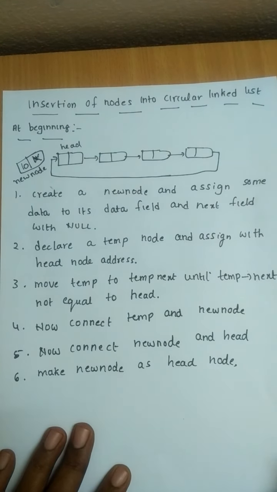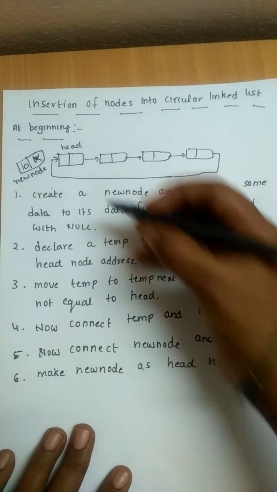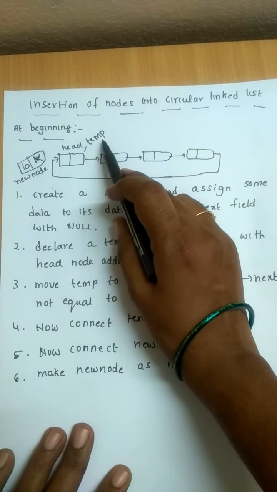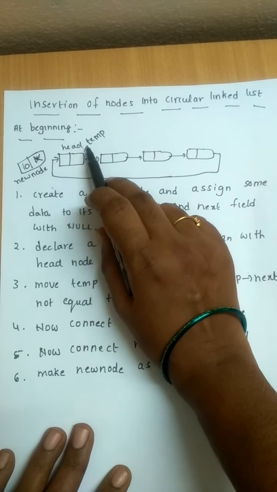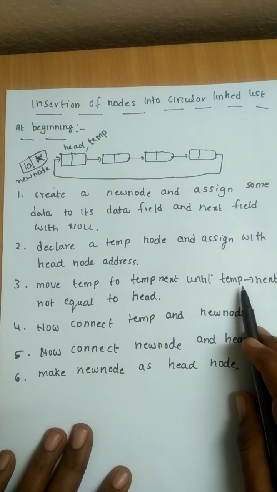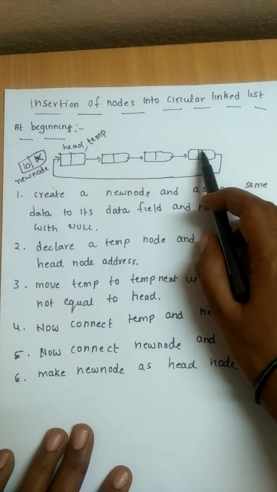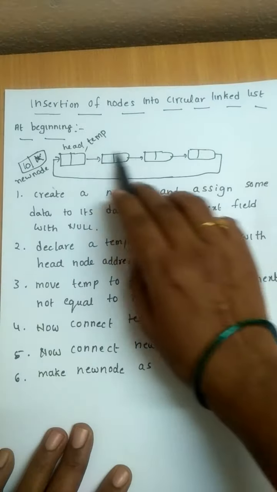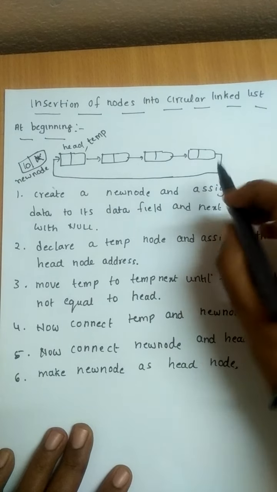Okay. Now declare a temp node and assign it the head node address. Here it is the head node, and declare one temp node and assign the head node address to the temp node. That means temp and head are both pointing to the same node. Now the third step, move temp to temp of next until temp of next is not equal to head. That means in the last node's address part, the first node's address is there. That's why we are calling it a circular linked list. In the third step, move our temp to the last node.